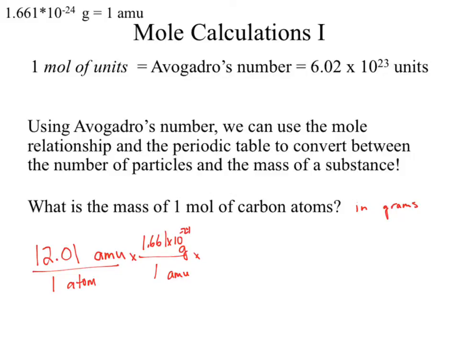Grams per atom. I didn't ask for atom, I wanted moles. Okay, I need to get rid of atoms, and what do I want? Moles. Do I have a conversion factor that relates atoms and moles? Yes. What is that? 6.022 times 10 to the 23rd atoms is 1 mole.